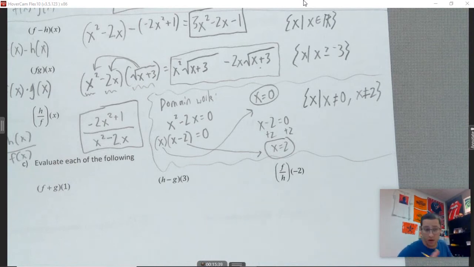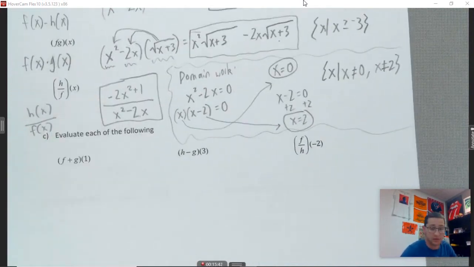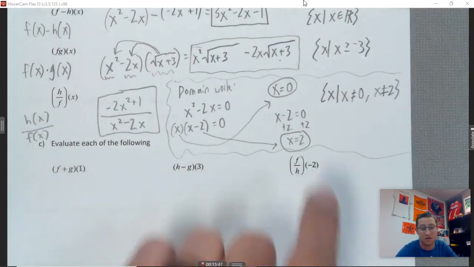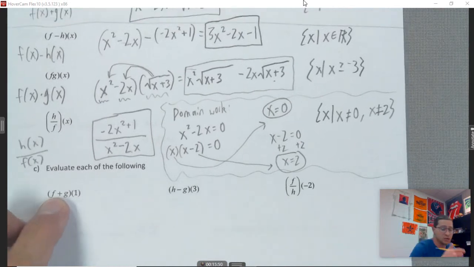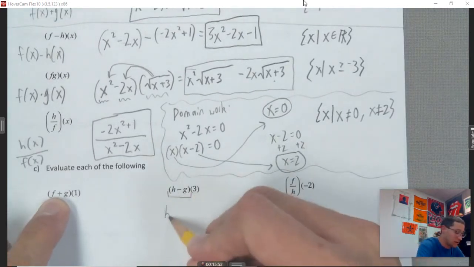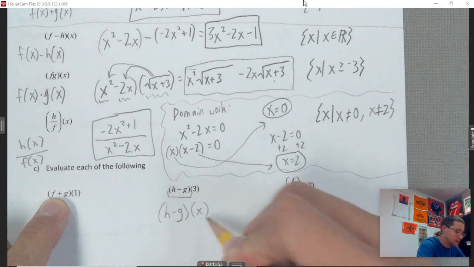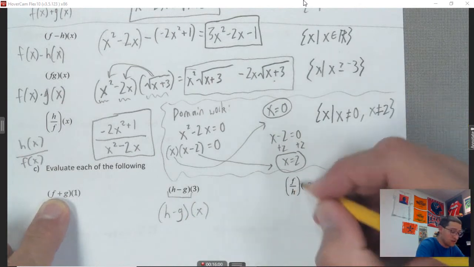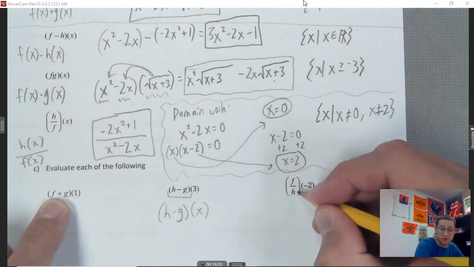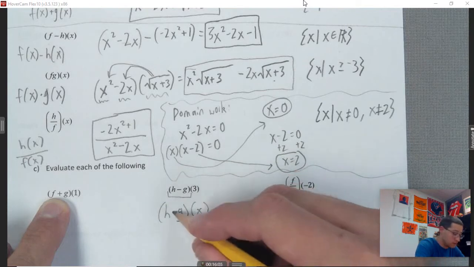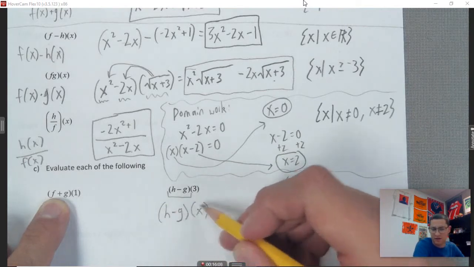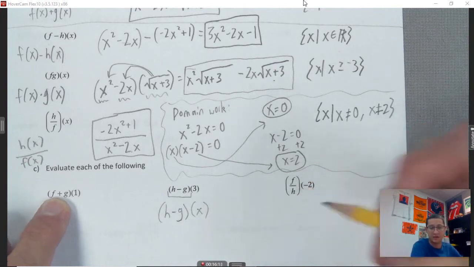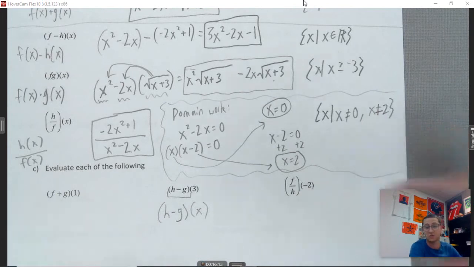Now, for evaluating each of the following, I'm just going to pull the one that we already have the function for, as opposed to having to find each of these. So I'm going to do my easy one. Just to give you a heads up, we would have to find what h minus g of x is in order to get what h minus g of negative 3 is. And same over here, we'd have to find f divided by h of x first, and then we would plug in the negative 2 to evaluate.